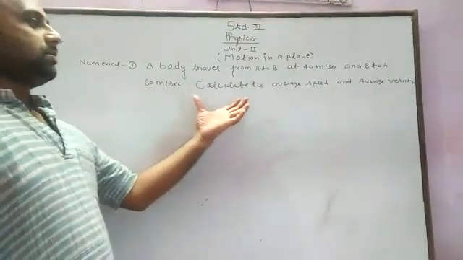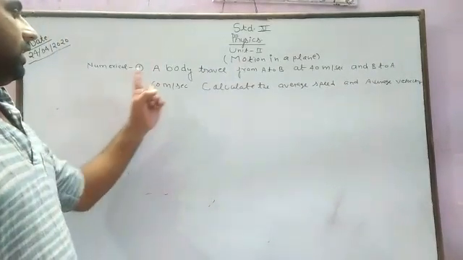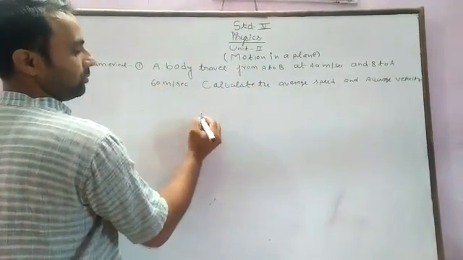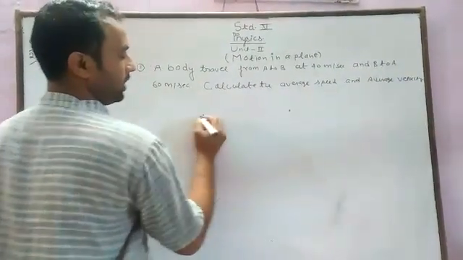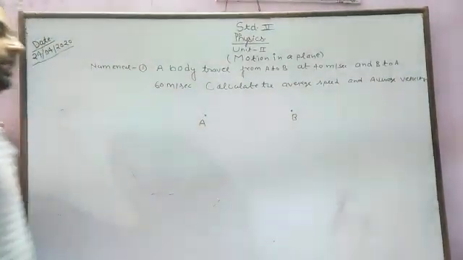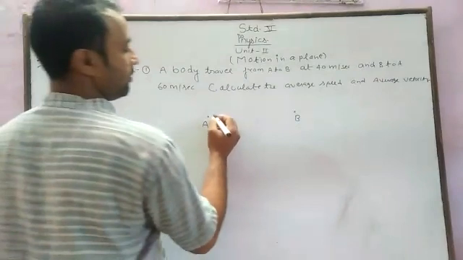Now we are discussing simple numerical problems related to motion in a plane. A body travels from A to B. Suppose this is my object, this is point A and this is point B. There are two points, point A and point B.